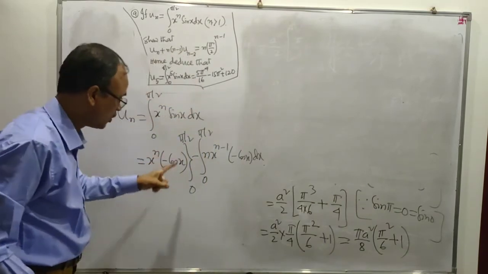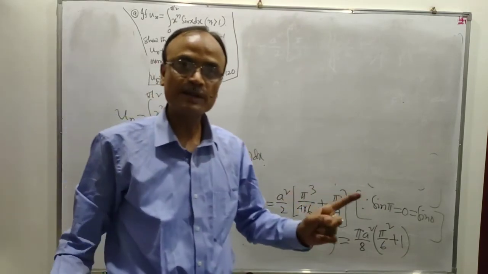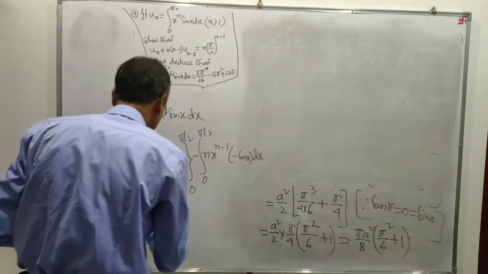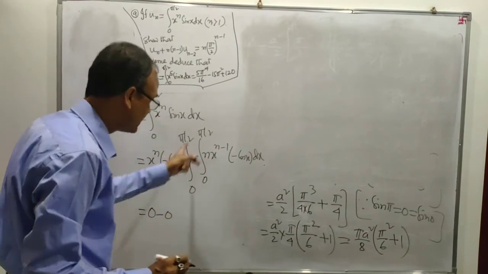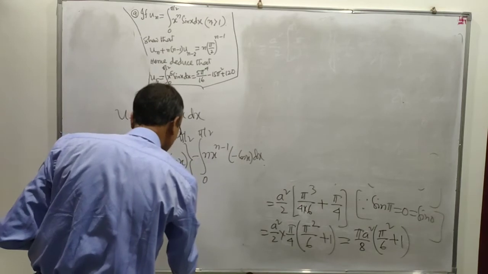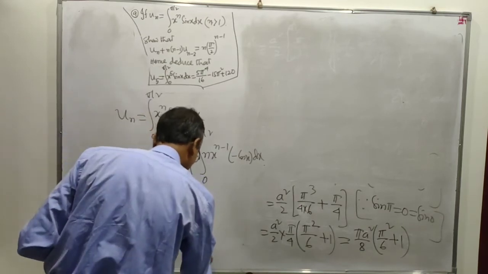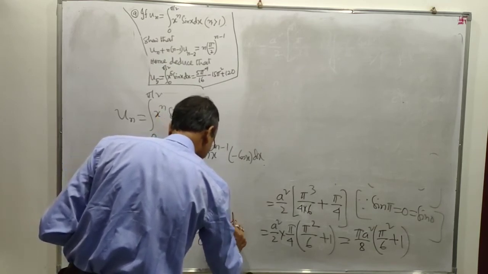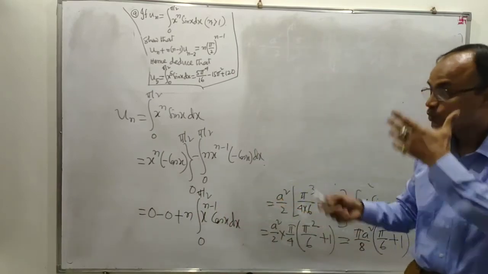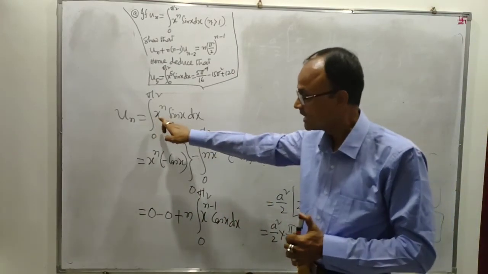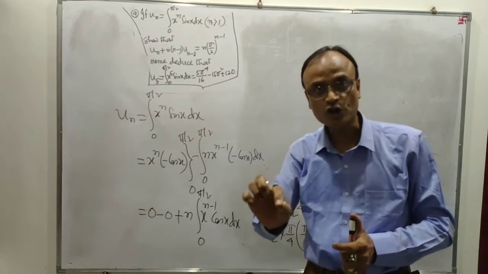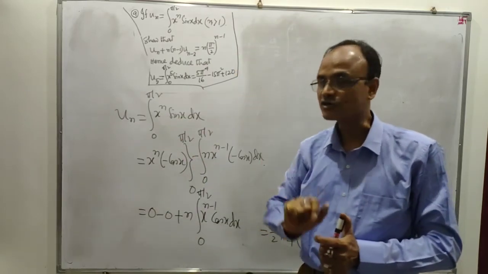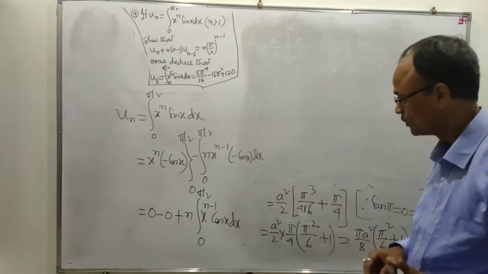Now what is the value of cos pi by 2? Cos pi by 2 is equal to 0. If you put x is equal to 0, the value will be equal to 0. This is equal to 0 minus 0. Since cos pi by 2 equal to 0, minus minus you may write here plus n integration 0 to pi by 2 x to the power n minus 1 cos x dx. We have integrated x to the power n by the method of integration by parts regarding sin x as the second function.